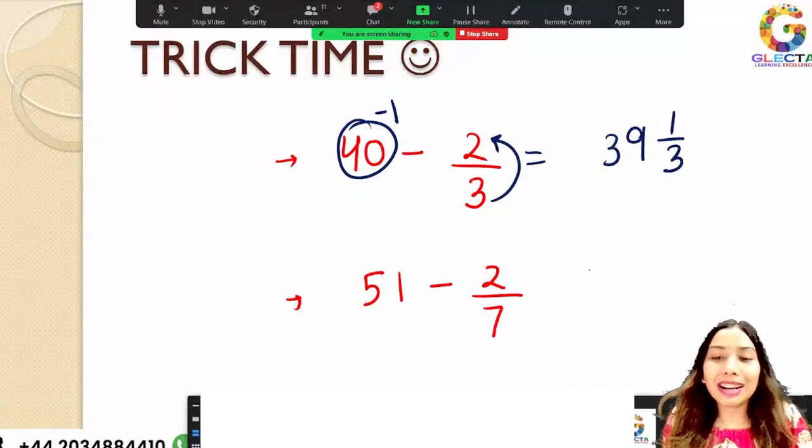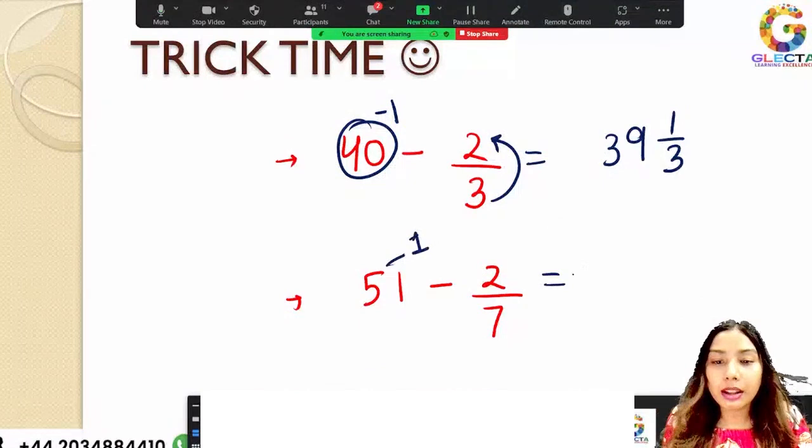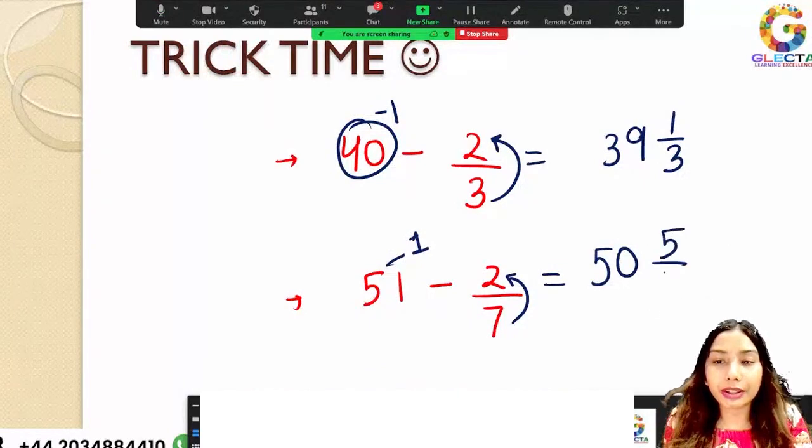Okay. Similarly, let's do the second question with me. We take away 1. This is going to be 50. And then 7 take away 2 is just 5/7. Did you guys get it? Everyone?